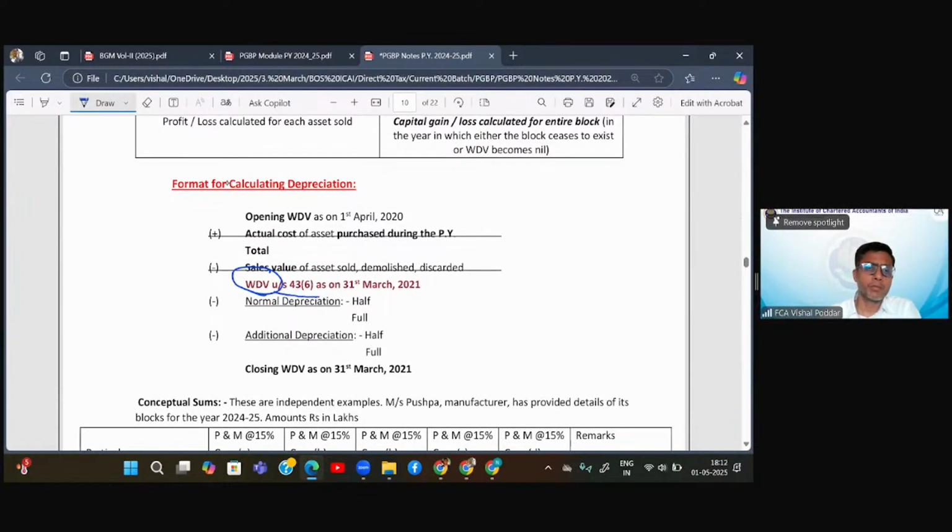this is as per section 43(6). Normal depreciation is to be computed on the WDV value. Additional depreciation is computed on the actual cost value. You all remember this. Now, in this format, there are two terms which have been defined and explained. One is this term. For your simple understanding, I have written sales value, but the law says money payable, which we just saw. It means the sale value of assets sold, demolished, discarded, etc.